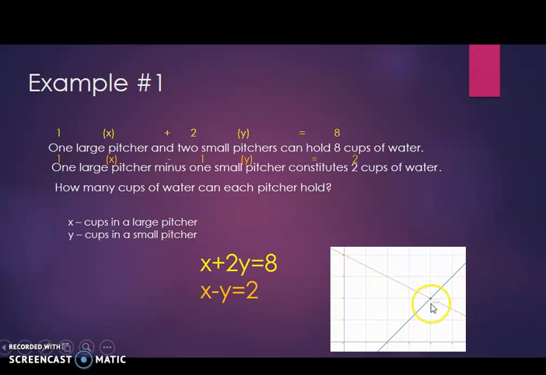Now this is what your graph looks like. You can see it intersects right there. So that is my solution. Again, to review, our solution is our point of intersection, where those 2 lines intersect. If we have 2 parallel lines, meaning they have the same slope, it's either going to be no solutions or infinitely many solutions. All right, so that was example number 1.